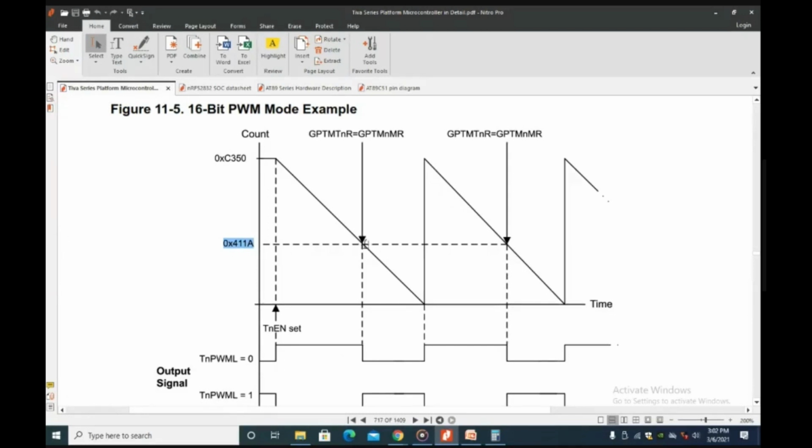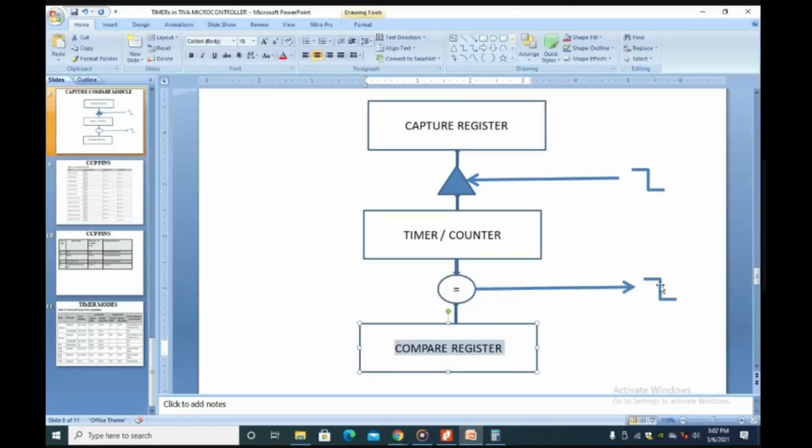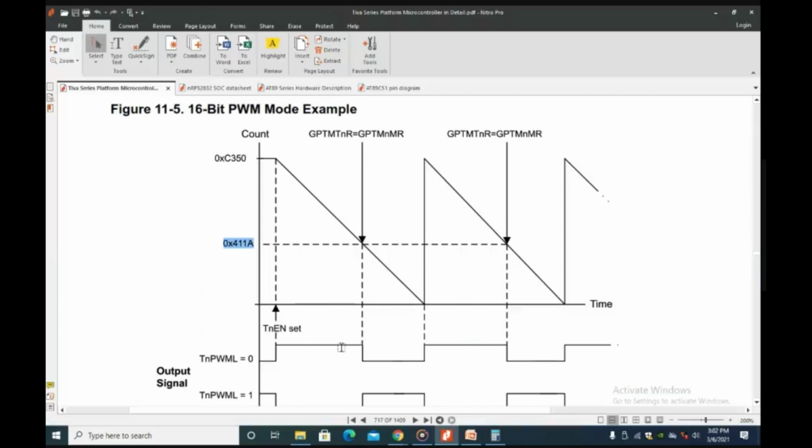Whenever there is a match, it produces a transition. Similarly, there is a match here. The timer value comes from top to bottom. This is 411A. When the timer value matches this 411A value, a 1 to 0 transition happens. How long does it remain 0? Until the timer becomes 0. When the timer becomes 0, it resets. It resets means again the PWM pin becomes 1 and the timer starts decrementing from C350 to 0.